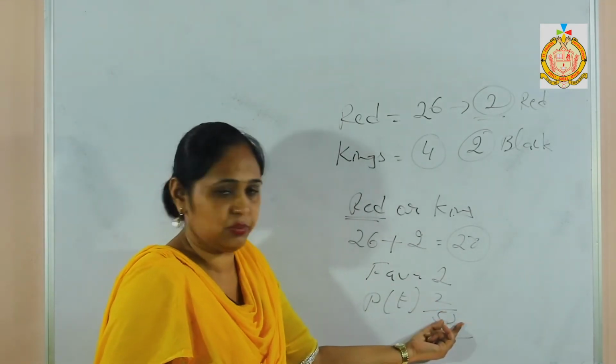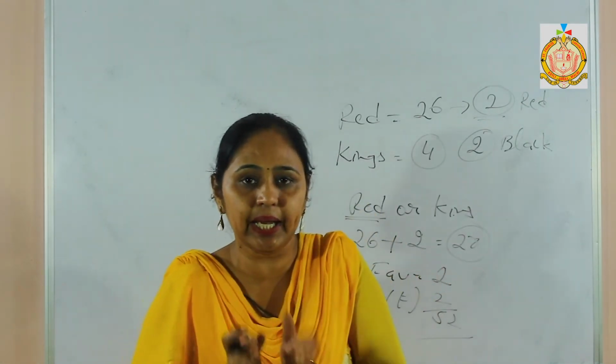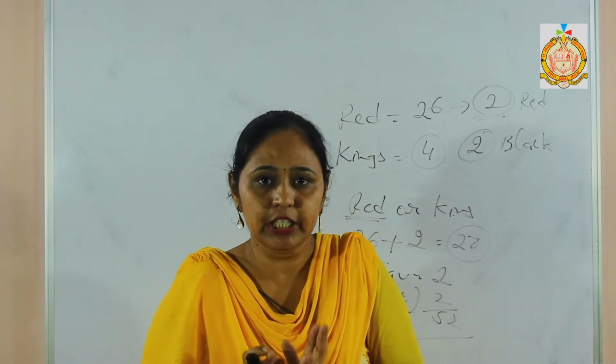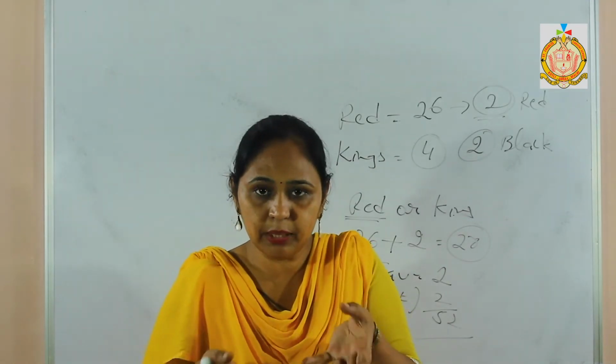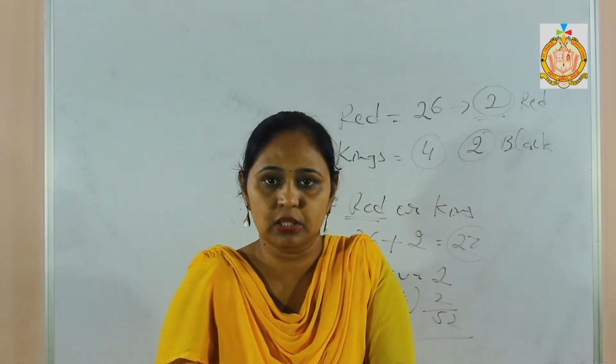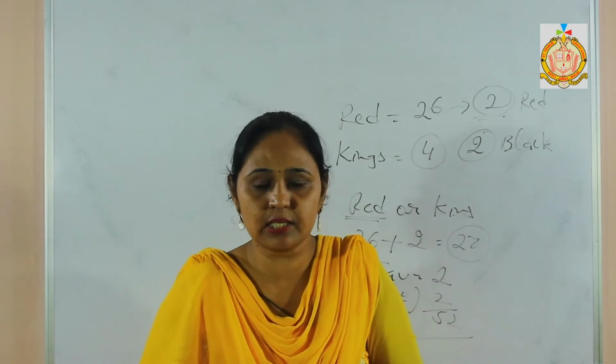Always take the total as this one. If "or" is given, that means we will combine and add them, and that becomes the favorable outcome. If there is an "and" condition, we have to take the common ones, where both conditions are in one. So we just take the common one. Or and and, this is clear.